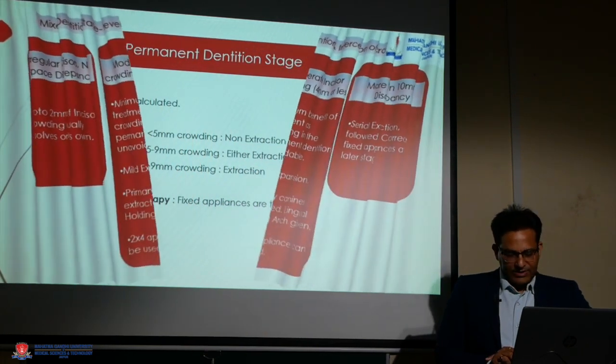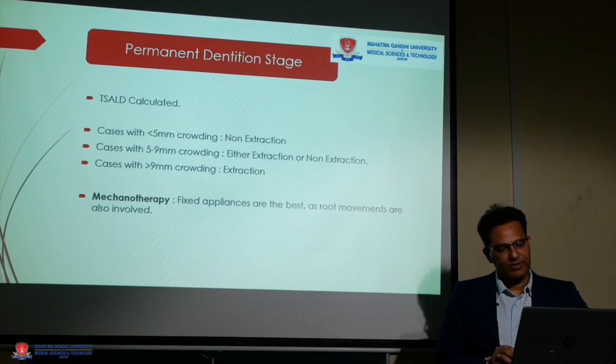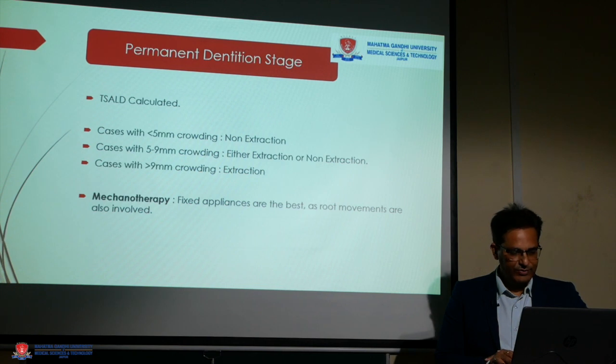In permanent dentition, again, our guide is the tooth size arch length discrepancy. If the discrepancy is less than 5, non-extraction can sort out the situation. Otherwise, if the crowding is 5 to 9 millimeter, either we can opt for extraction or non-extraction. But if the crowding is more than 9, we have to resolve the discrepancy using extractions.